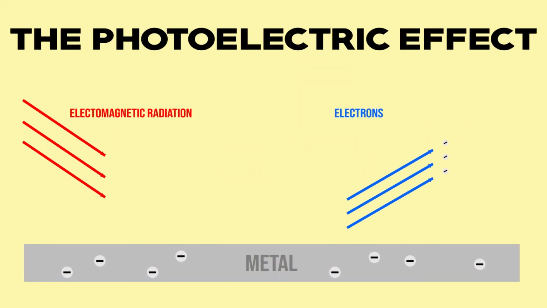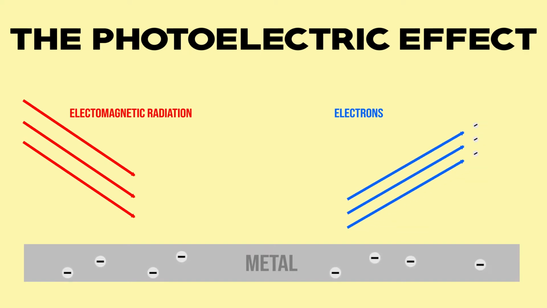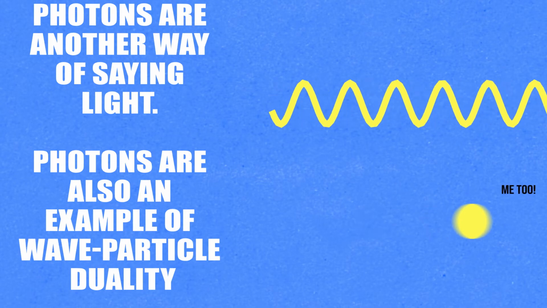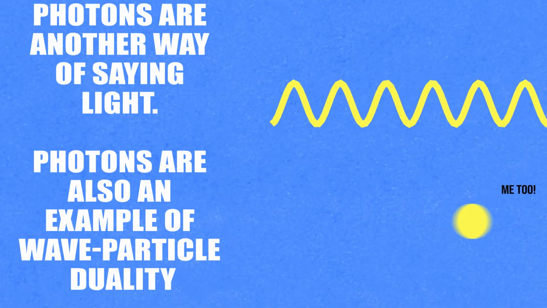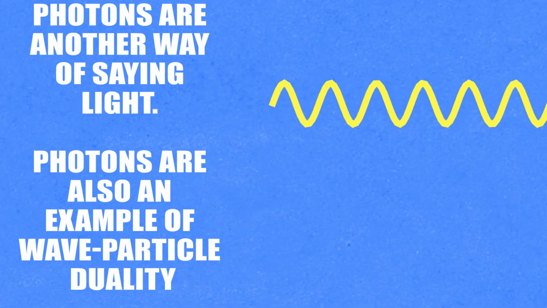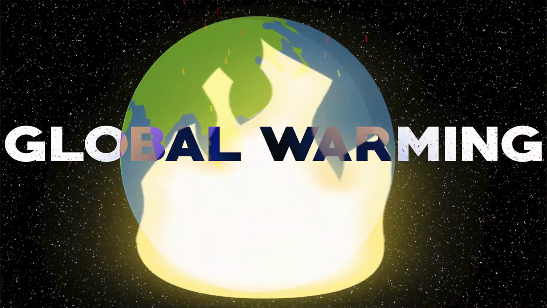Also, a phenomenon known as the photoelectric effect states that electrons get ejected when light, electromagnetic radiation, hits a metal surface. Look at this animation to see a simplified form of the photoelectric effect on a metal. Did you know photon is another way of saying light? Photons both exhibit properties of particles and waves. Now that we know more about the electromagnetic spectrum, let's talk about its effects on our lives. Primarily global warming.